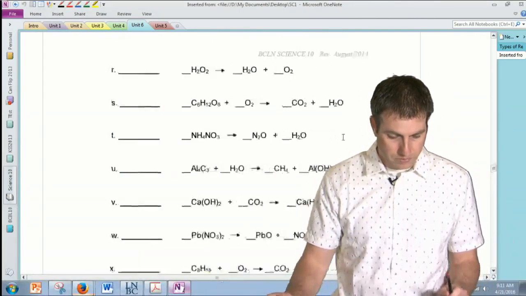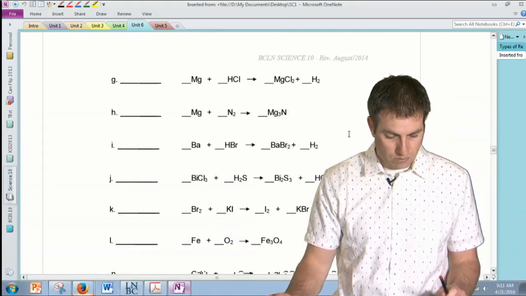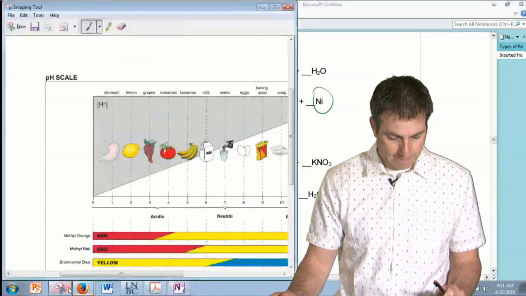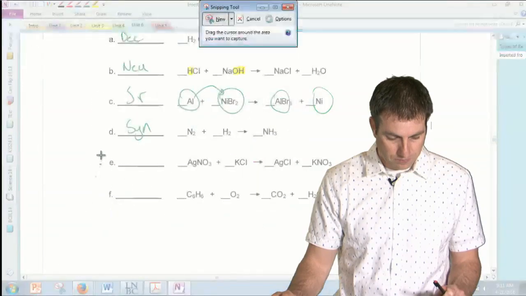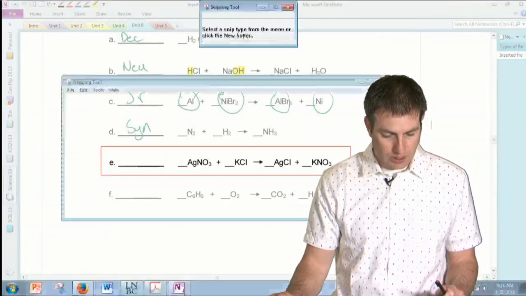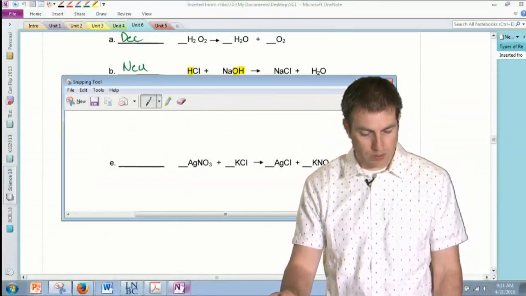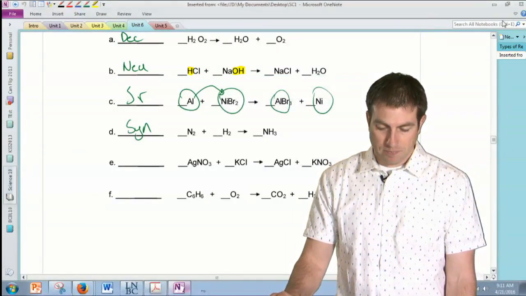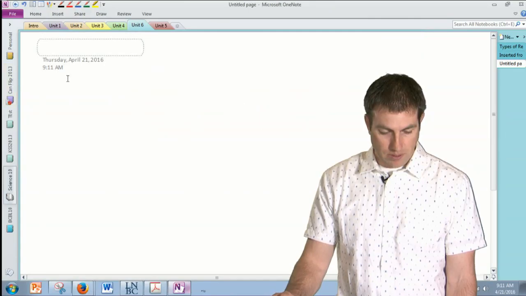All right. Let's do E first, and then we will mosey on over to the last couple. Taylor, was it a type of reaction thing, or was it a balancing type thing?